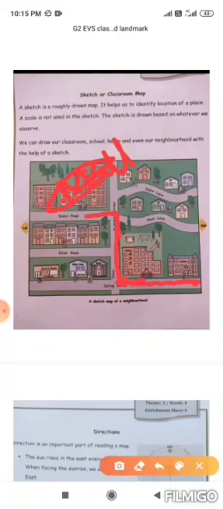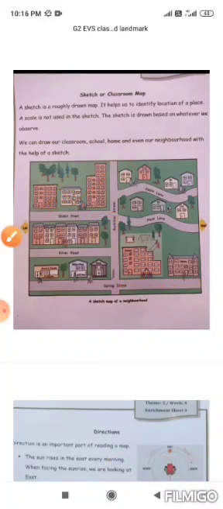Is it clear, students? So a sketch helps us to identify the location of a place. It helps us to find the way from where we can reach this mall. In a sketch, you should remember that no scale is used. The sketch is drawn based on whatever we observe. If we want to draw a sketch of our neighborhood, we will draw all those important buildings which we observe, which we see in our neighborhood. If we want to draw a sketch of our school, we will draw those important features which we observe by our eyes. It's clear, students?